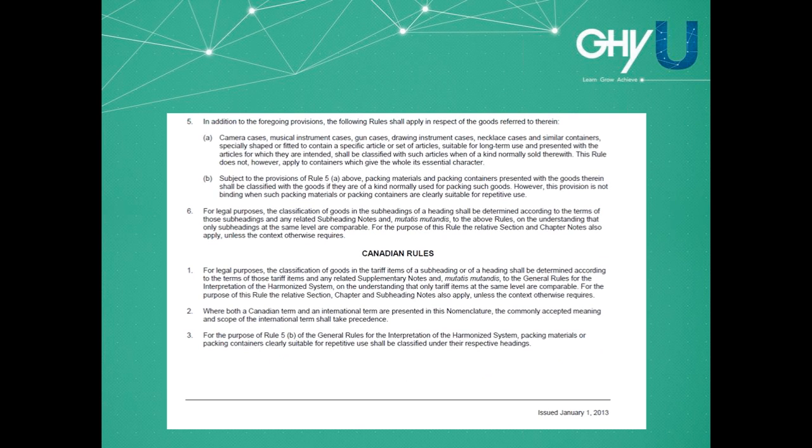And 5(b) of Rule number 5: subject to the provisions of Rule 5(a) above, packing materials and packing containers presented with the goods therein shall be classified with the goods if they are of a kind normally used for packing such goods. This is important to remember. However, this provision is not binding when such packing materials or packing containers are clearly suitable for repetitive use. So for example, that would be water jugs, totes being shipped back and forth.